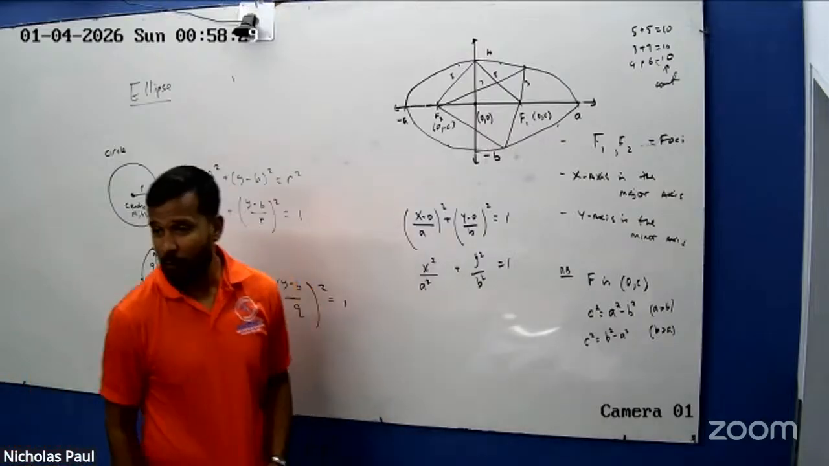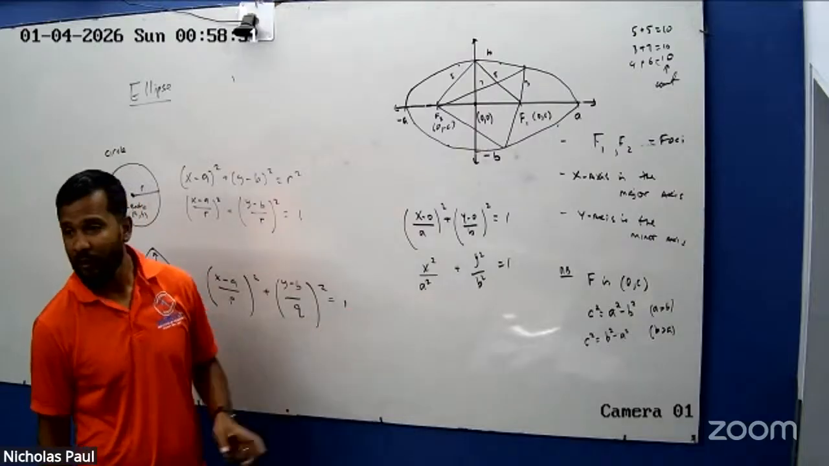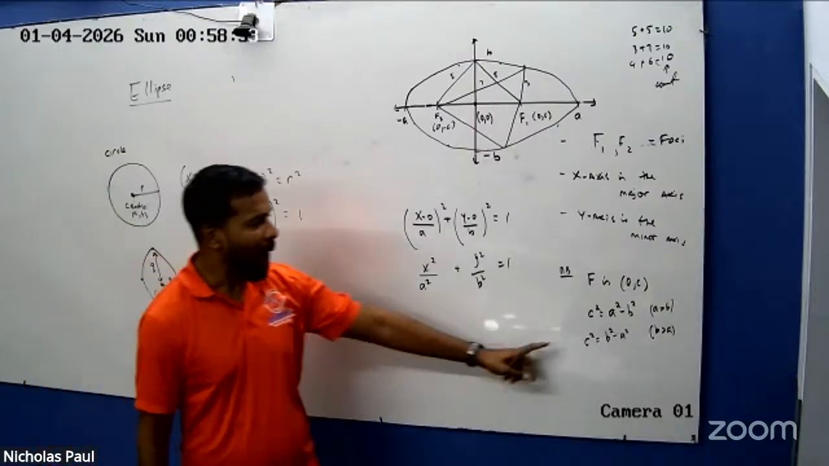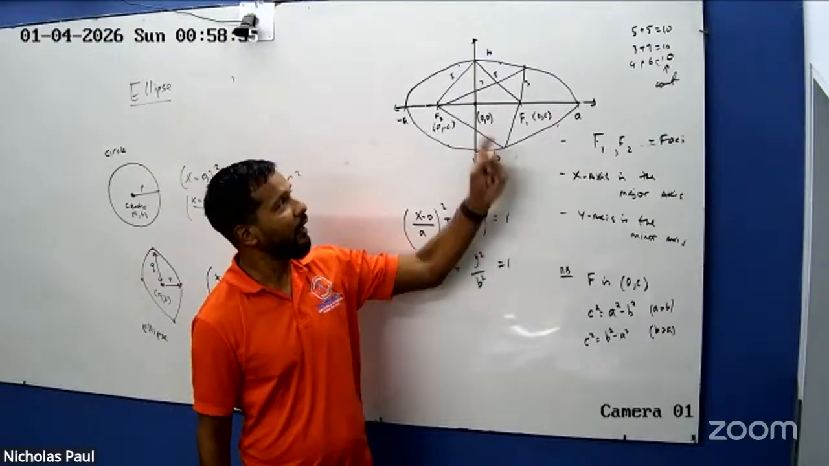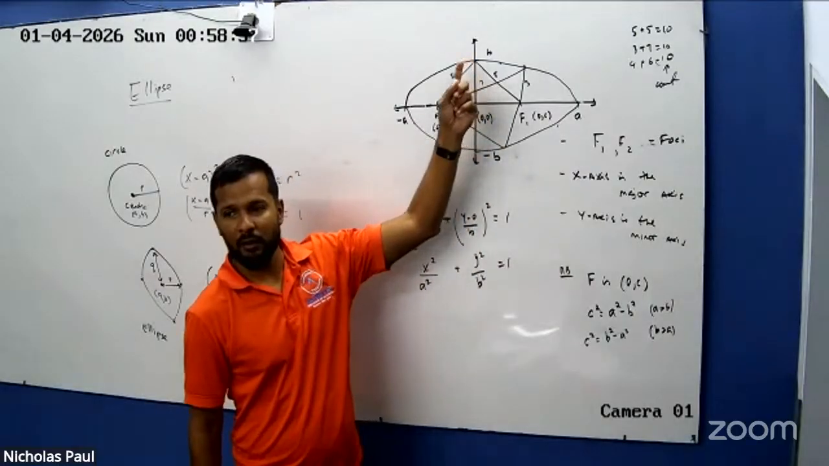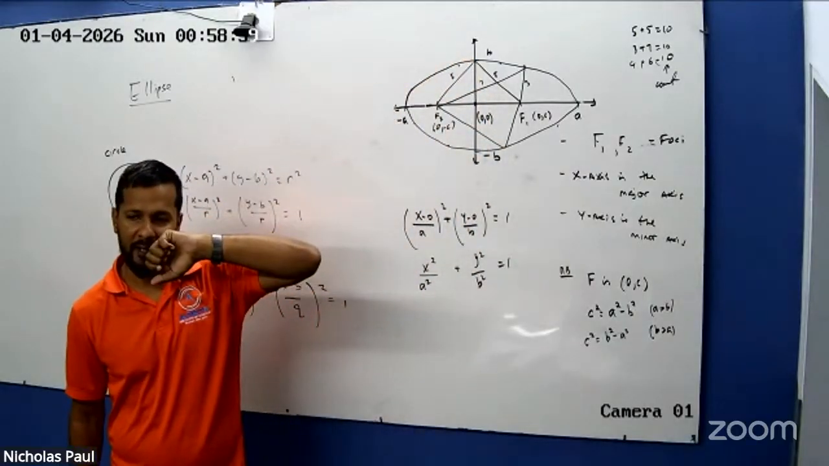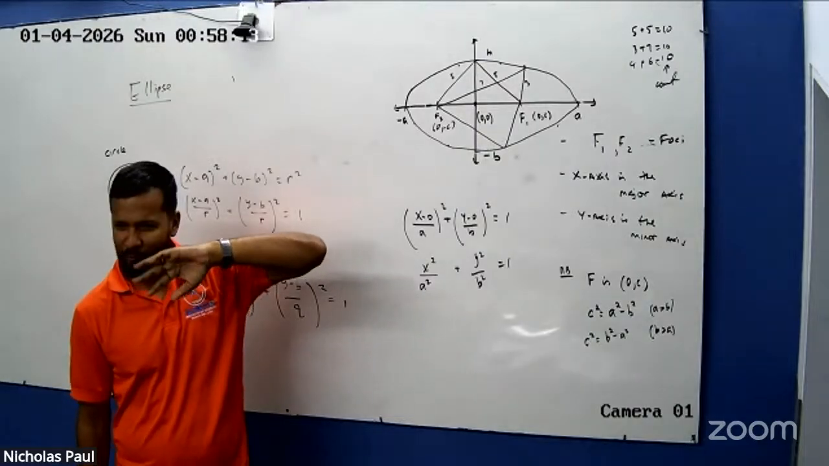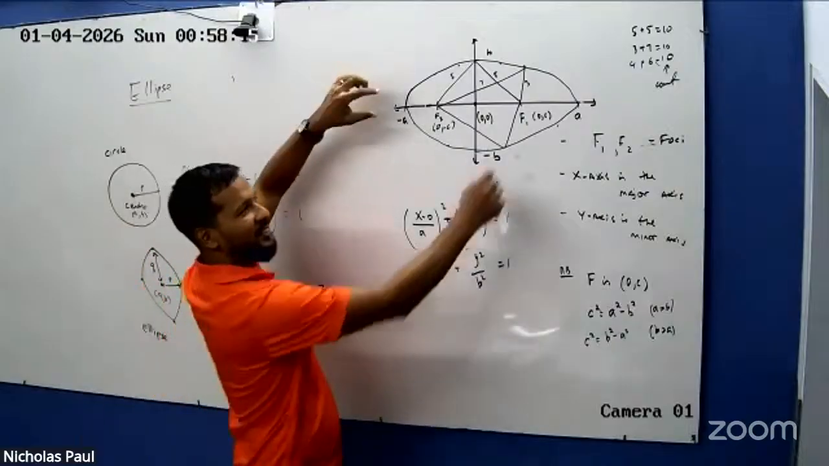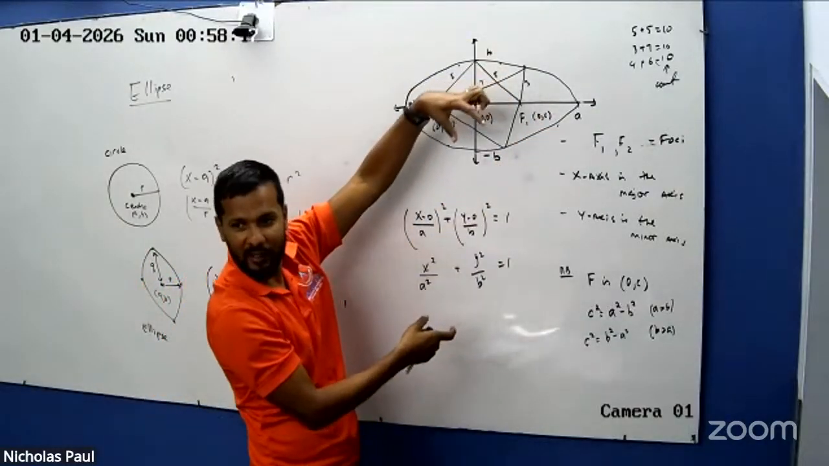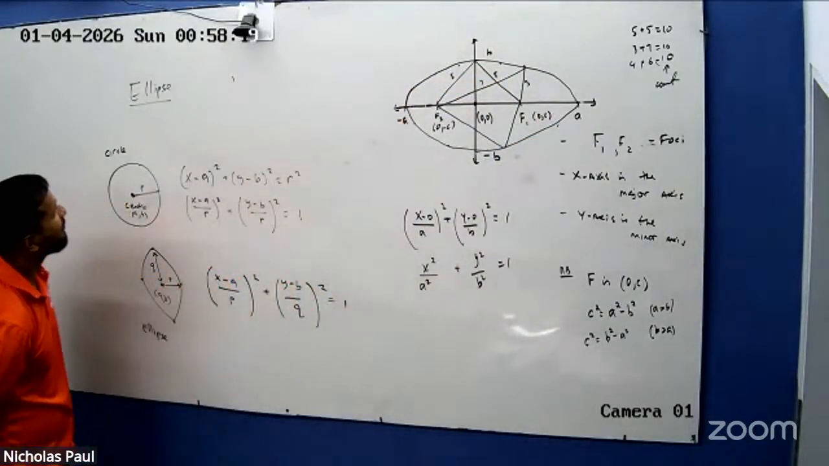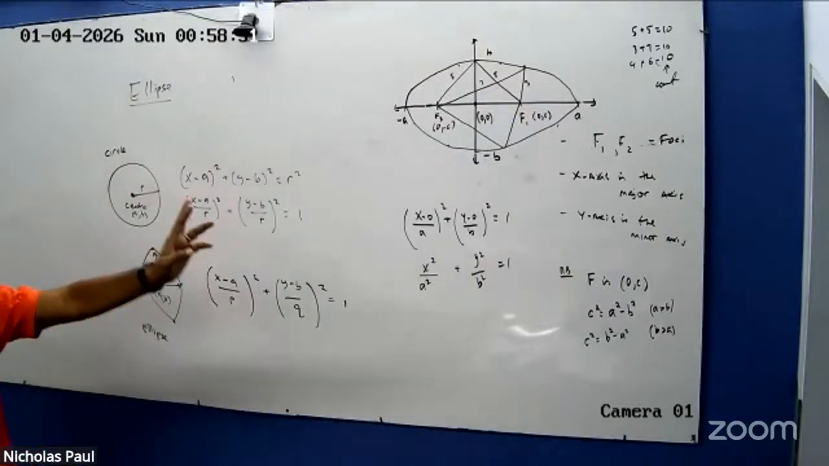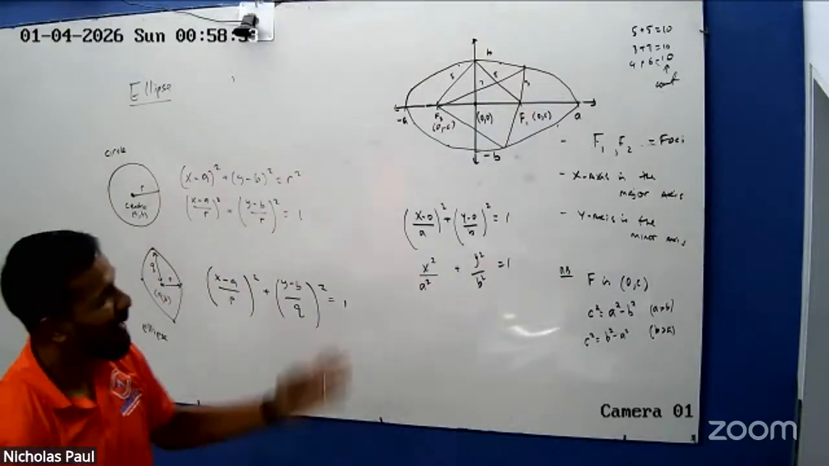Right. Quick question while you're writing. Nathan, what would have happened if b is bigger than a? See how a is bigger than b here? What would have happened if b is bigger than a? It would be portrait. So instead of it looking like this, it'll look like that. Portrait.